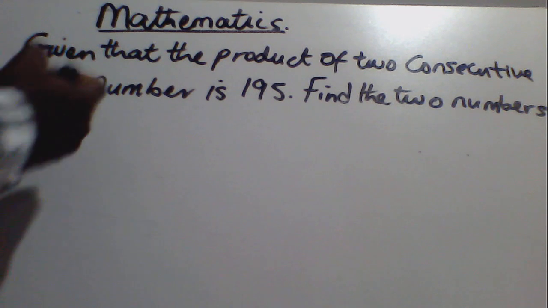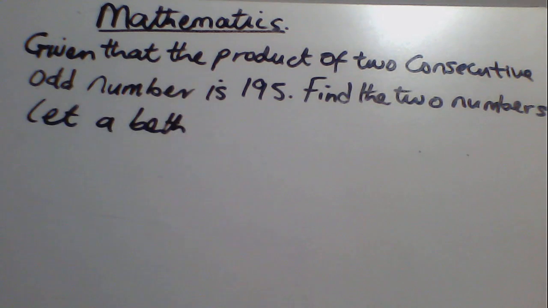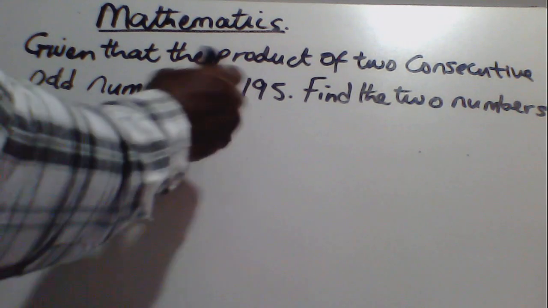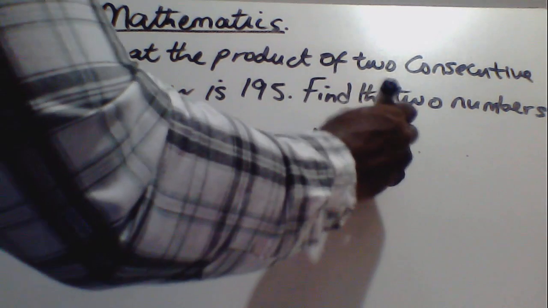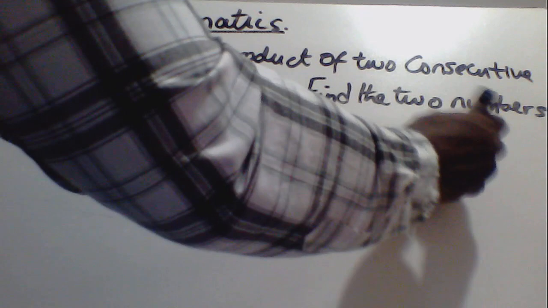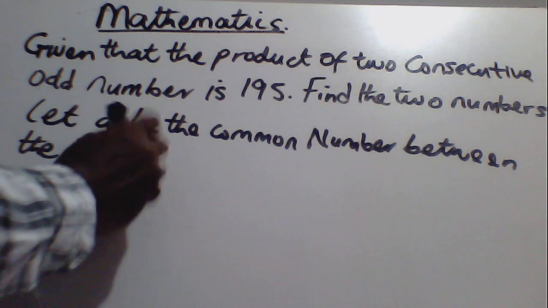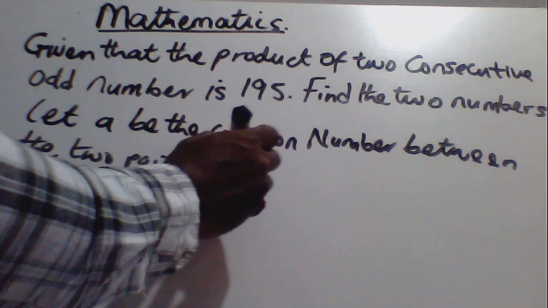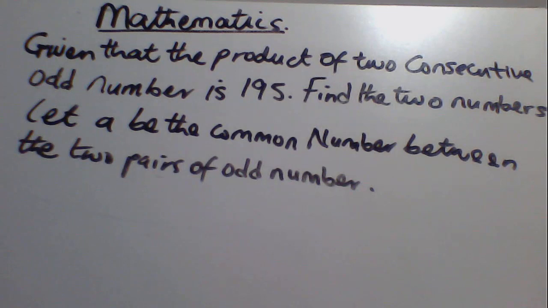So in this case, we can say let A be the common number between the two pairs of odd numbers. So in this case, we say that let A be the common number between the two pairs of odd numbers.